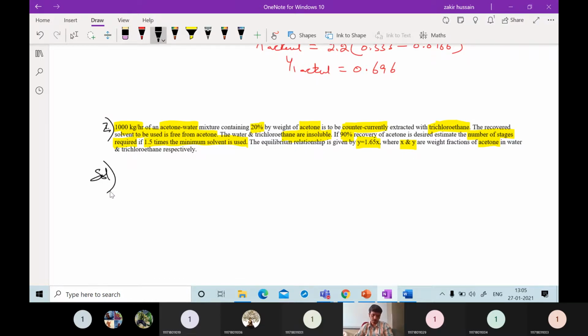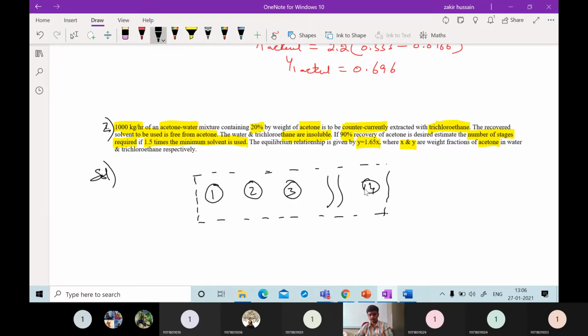We'll see, this is 1000 kg. They have given counter current, so we don't know what Np is, how many stages there are. Just draw it as 1, 2, 3, 4, and together consider this as a single stack. We don't know how many plates, or stages, Np stages are there. The feed has to enter here. So F is equal to 1000 kg per hour.